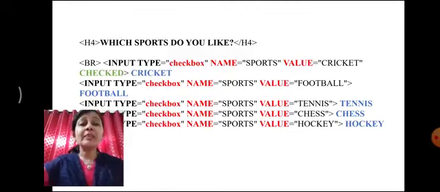So here in the checkbox we have mentioned a few sports names. Input type is equals to checkbox. In that checkbox first we have mentioned cricket, next football, tennis, chess, hockey. So name and value are the attributes. Input type is equals to checkbox, name is equals to sports. We have assigned the name as sports, and the value of that sport is tennis. Okay.